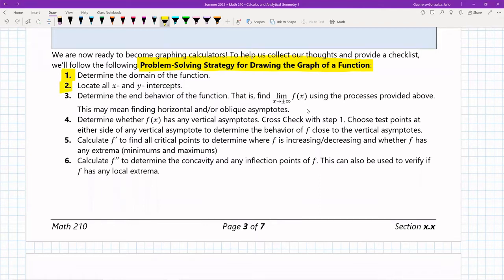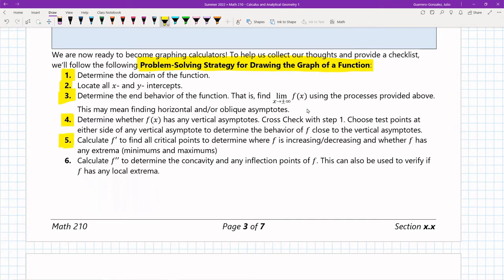Number 2, locate all x and y intercepts. Number 3, determine the end behavior of the function. That means you have to find the limit as x approaches positive infinity and as x approaches negative infinity. Number 4, determine whether f of x has any vertical asymptotes. You can double check this with part 1. Usually when you find the domain, it gives you where the vertical asymptotes are.